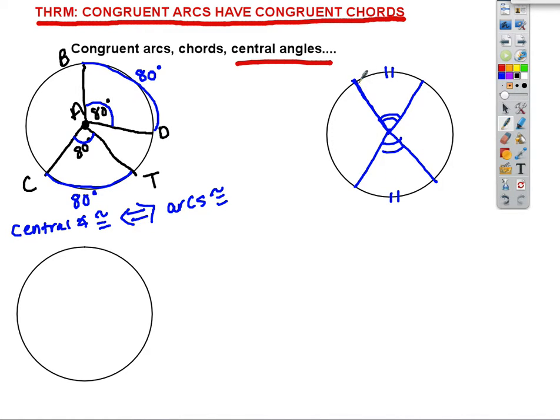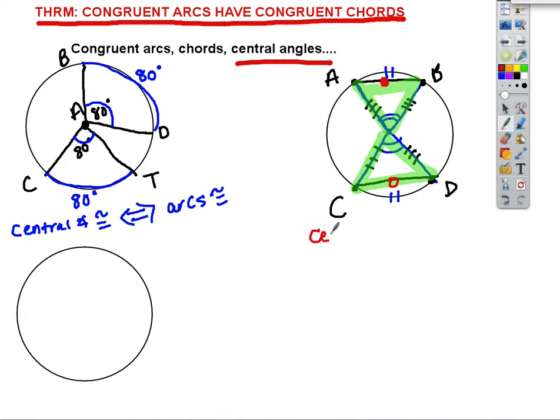Another thing that would be true is if I were to draw a chord. Remember, a chord is a segment that connects two points on the circle. If we look at this circle, we see that we have radii. Remember, all radii are congruent. And you might notice that these two triangles I created are congruent. Let me call this chord AB, and let's call this chord CD. You notice that when the central angles were congruent, that meant that the corresponding chords were congruent.